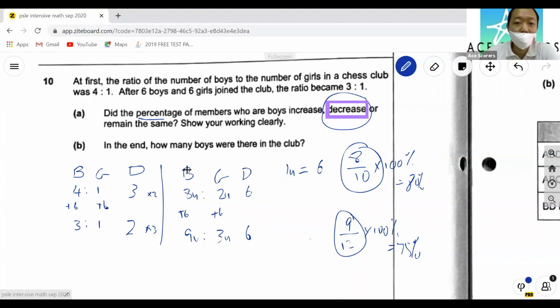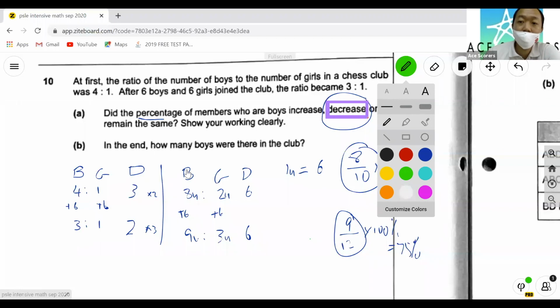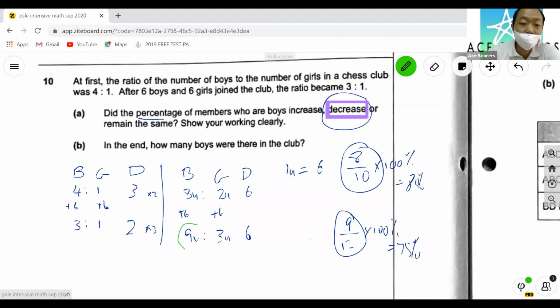In the end, how many boys were there in the club? So in the end, it's here, right? This is the end, right? 1 unit equals 6, so 9 units equals 6 times 9, which equals 54. Alright, hopefully you all got that answer. Okay? What's the answer? 54.